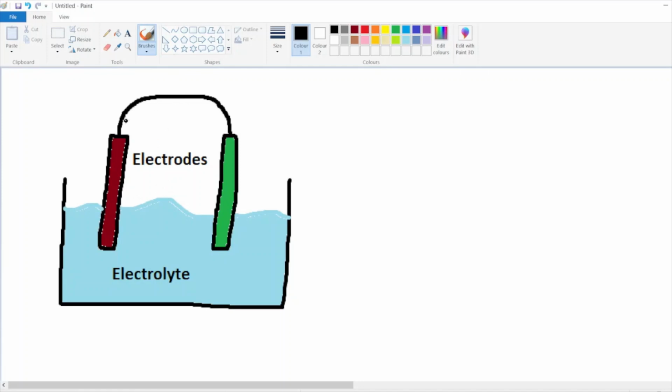So we could put anything here. We could put a voltmeter to measure our potential difference, but this is just the wire where we can send off with our generated electricity, essentially.